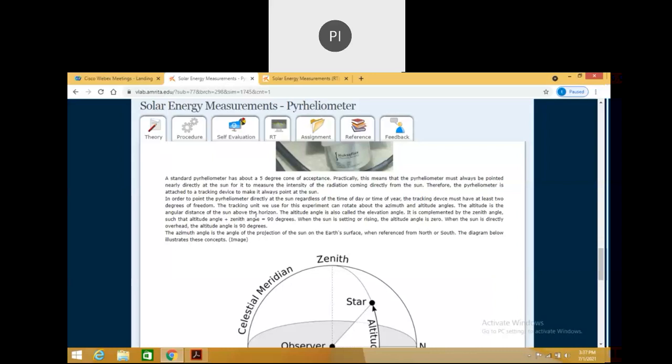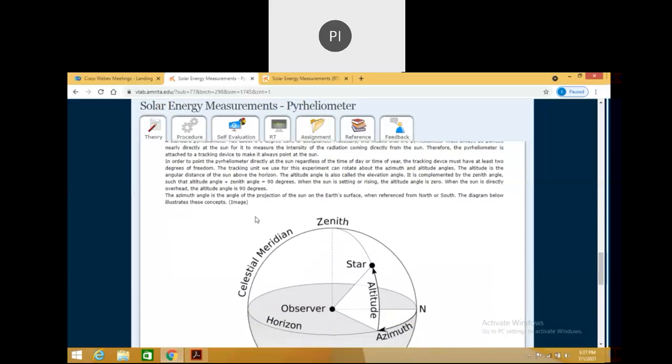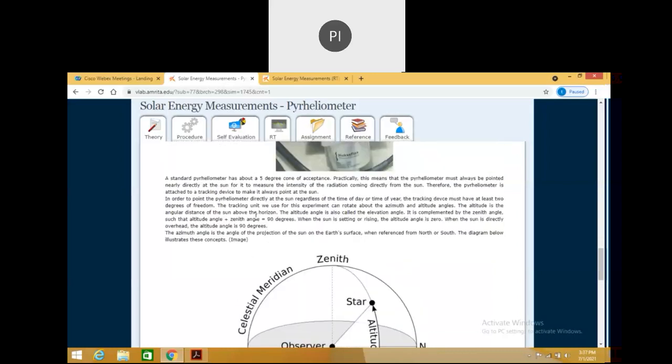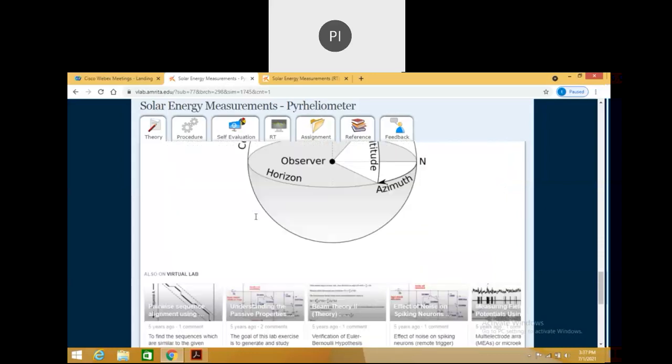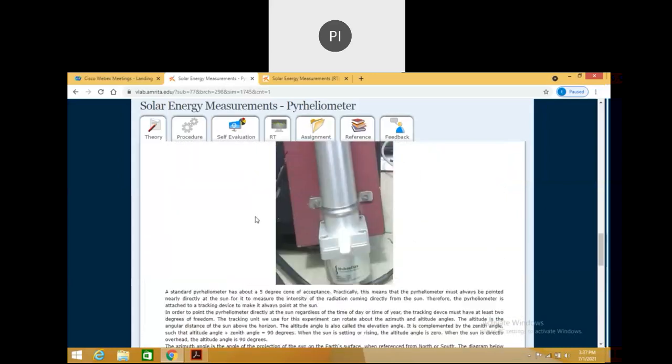When the sun is setting or rising, the altitude angle is 0. When the sun is directly overhead, the altitude angle is 90 degrees. The azimuth angle is the angle of the projection of the sun on the earth's surface when referred from north to south. The diagram is given below for the horizon, and I explained it to you.